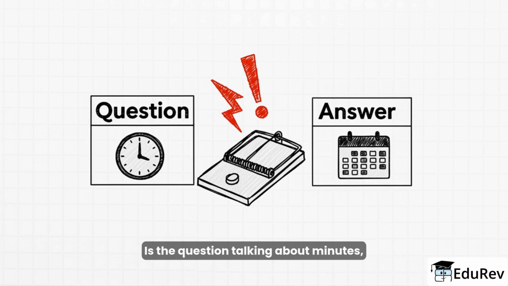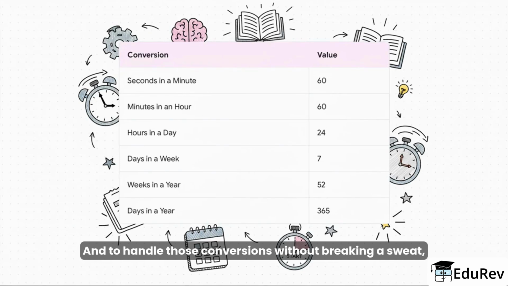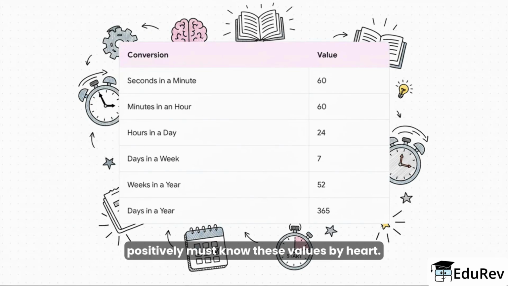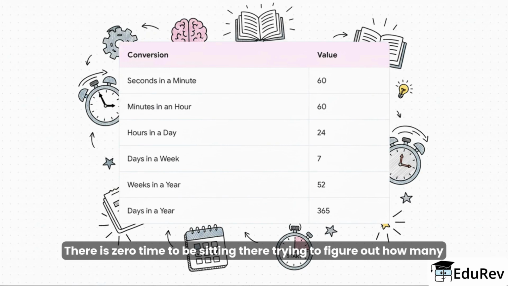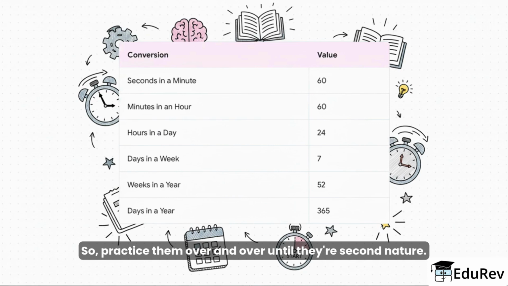Is the question talking about minutes, but the answer options are in hours? Is the distance in kilometers, but the speed is in meters per second? These mismatched units are a deliberate trap, so you have to make checking them an automatic habit. And to handle those conversions without breaking a sweat, you absolutely must know these values by heart. There is zero time to be sitting there trying to figure out how many seconds are in an hour during the real exam. These have to be instant recall, so practice them over and over until they're second nature.